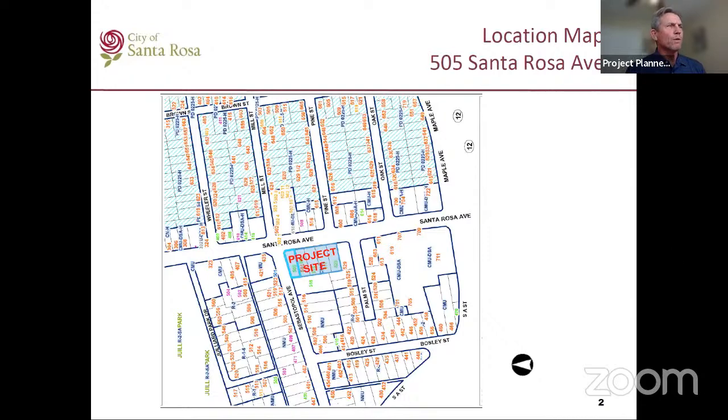This slide is just indicating where the project site is located. It's at the southwest corner of Santa Rosa Avenue and Sebastopol Avenue. And as you can see, or I don't know if you can see well, there are several parcels involved in this particular project site and are included within it. The project zoning is commercial mixed use, as well as a general plan land use of core mixed use. The surrounding zones are also predominantly commercial mixed use. So if you can go to the next slide, please.